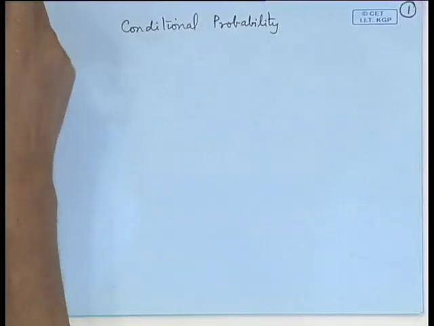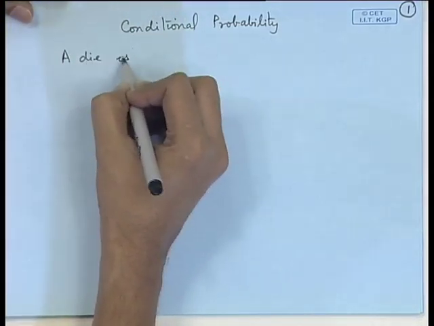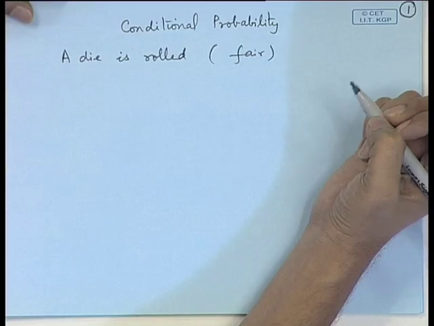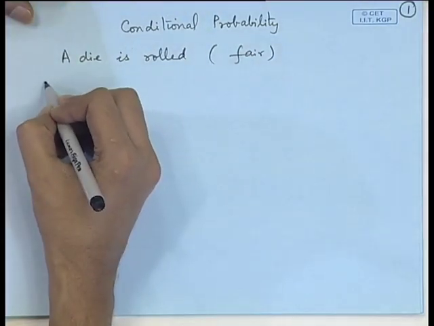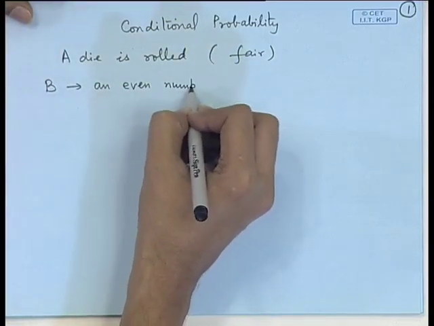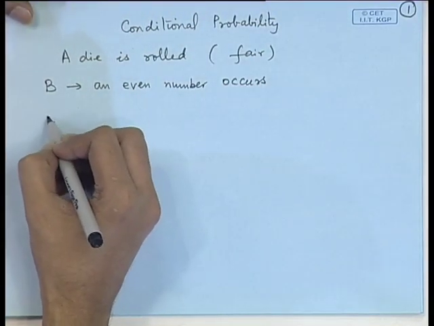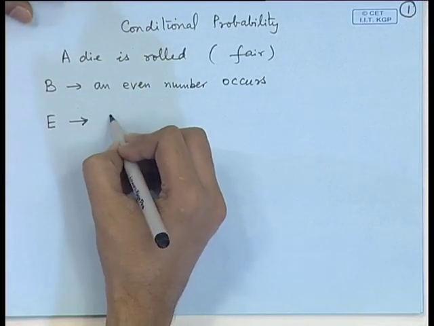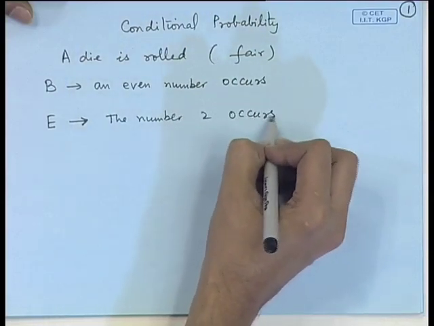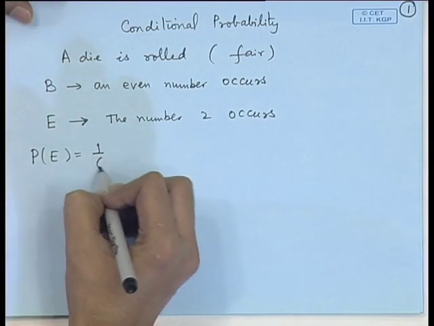Let us take a very simple example. Suppose a die is rolled, suppose it is a fair die, and let us say B is the event that an even number occurs, and E is the event that the number 2 occurs. Now, if I want to find out the probability of E, it is equal to 1 by 6.